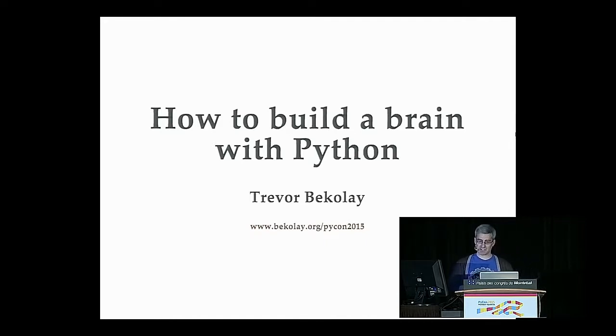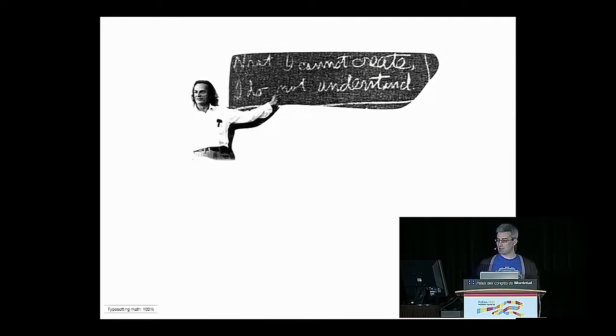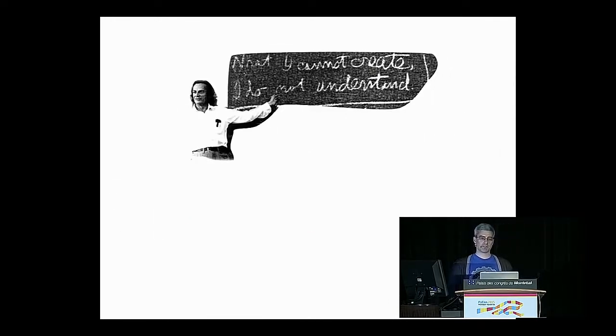So I'm a theoretical neuroscientist, and what I do is I build models of the brain, I build computer simulations of the brain, and today I want to tell you how we use Python to make those simulations. So it's worth first starting off with why we want to simulate the brain. The first reason is that we want to understand it.